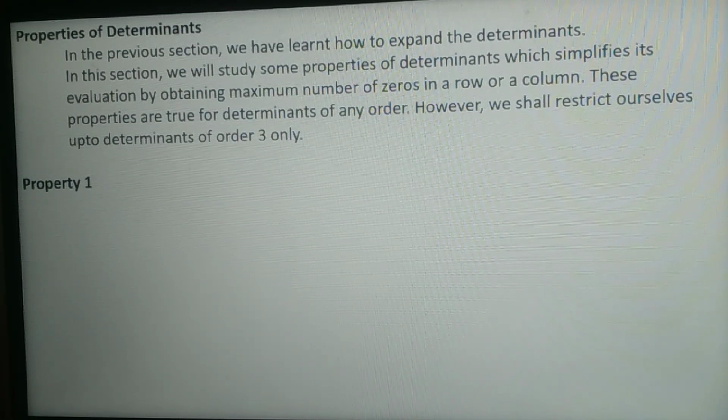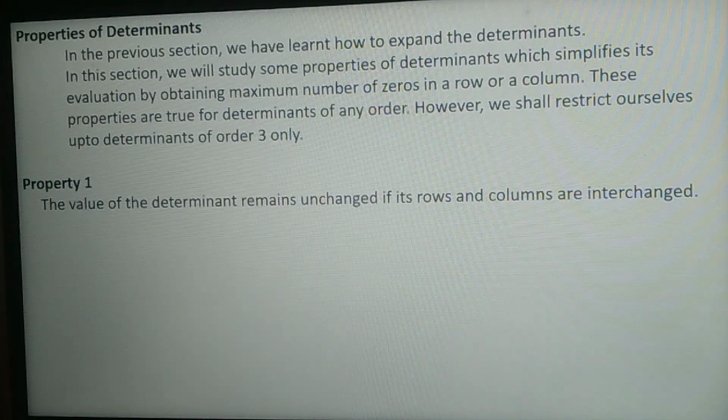Property number 1. The value of the determinant remains unchanged if its rows and columns are interchanged. Property 1 says that the value of the determinant remains unchanged if its rows and columns are interchanged.